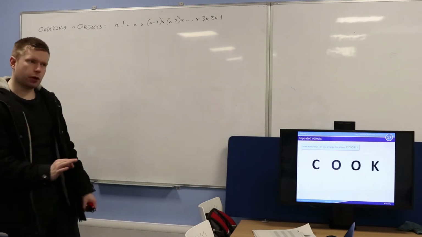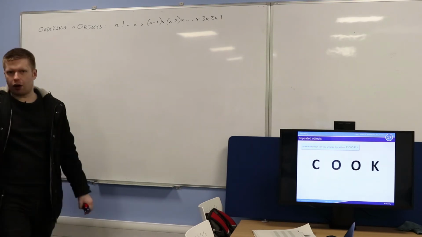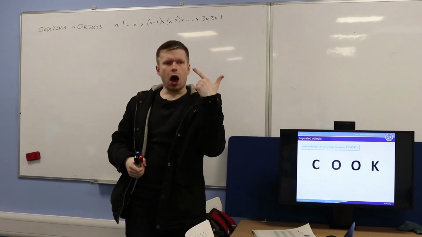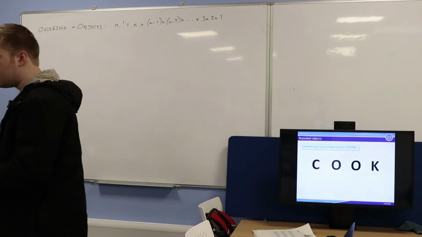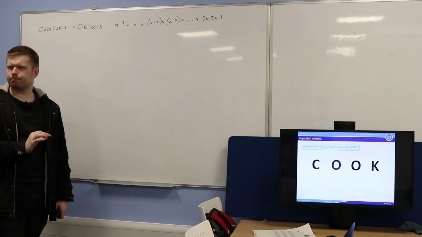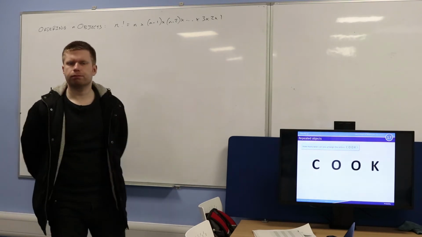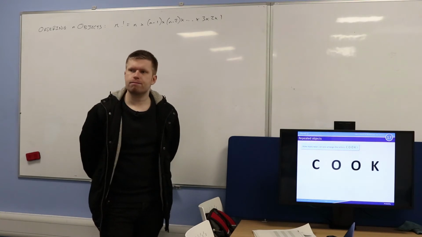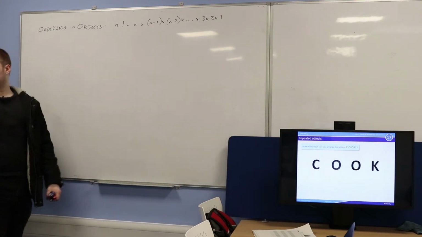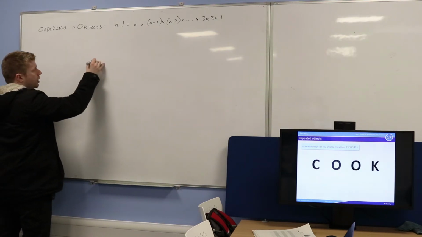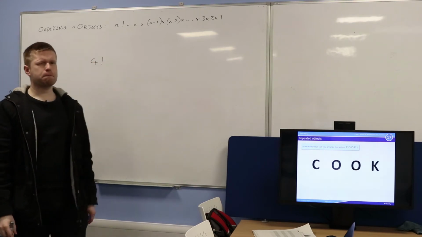Now, here's my question. So we've got this idea kind of in our heads, right? Now let's suppose I have these 4 letters, so C, O, O, and K. How many different ways are there to arrange those 4 letters? What do we reckon? Well, look, one way you could look at this is saying, there's 4 letters, so surely it should just be 4 factorial different ways. What do we reckon?